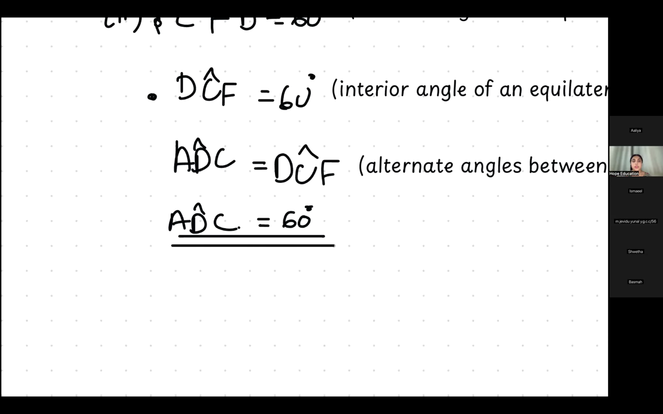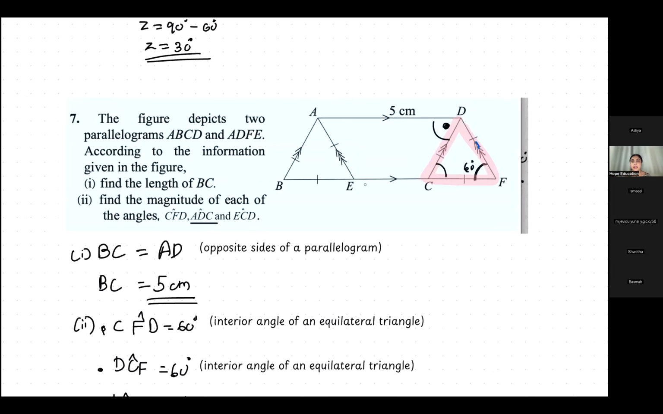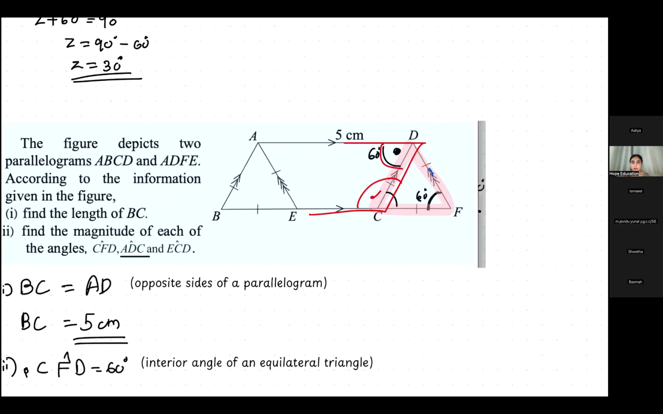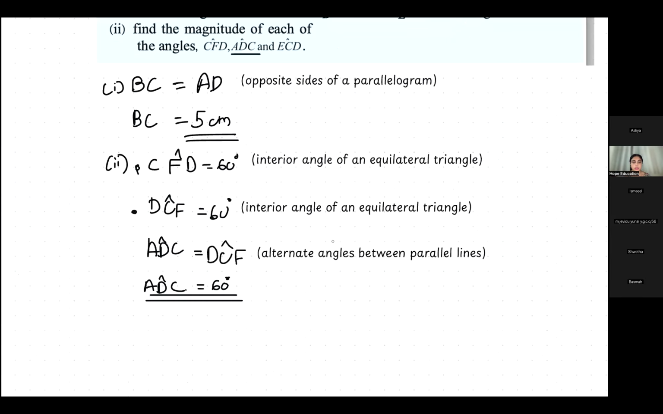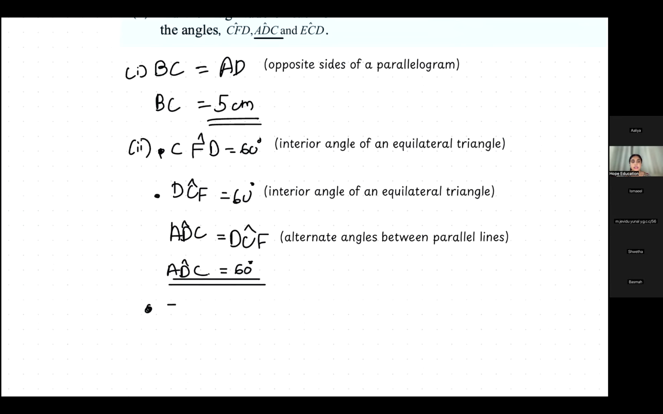All right. Lastly, ECD. Now we know this is 60, and we want to find this, no? This is a C shape. C shape means allied angles. Allied angles, we know when you add them, it will become 180. Shall I show it? I'll just show it here. No worries. I will just write ECD plus ADC.